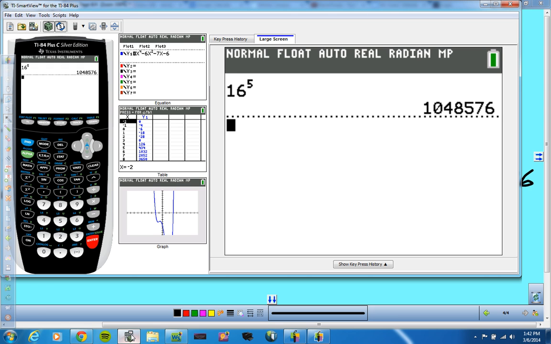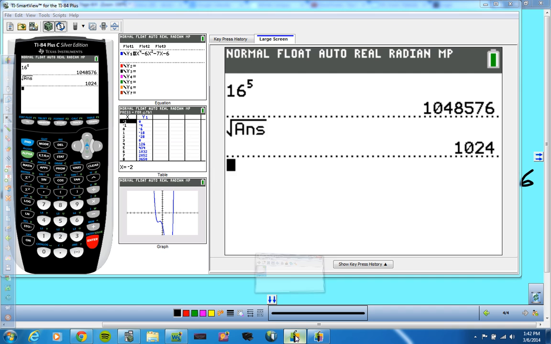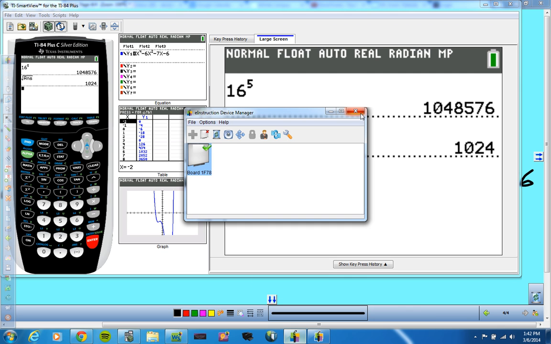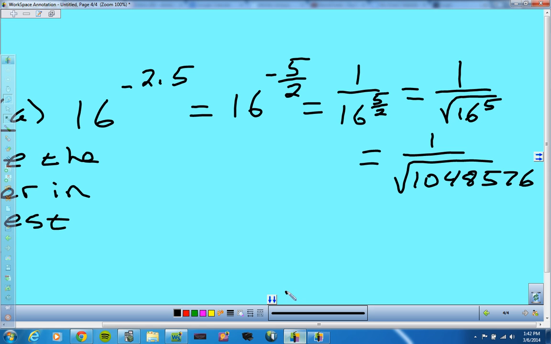Hopefully you guys know this little trick on your graphing calculator by now. If you don't, then pay attention. If you do second square root, second answer, which is right above the negative sign, then it'll take your most recent answer and take the square root of that, instead of having to retype the whole thing. Handy. So we get 1,024. So that is 1 over 1,024.